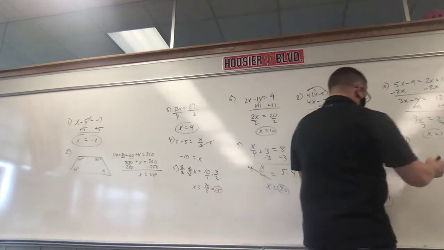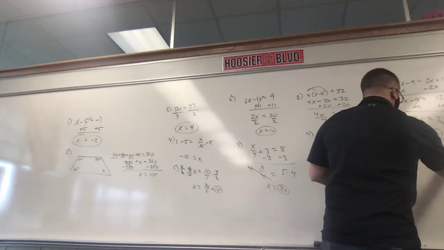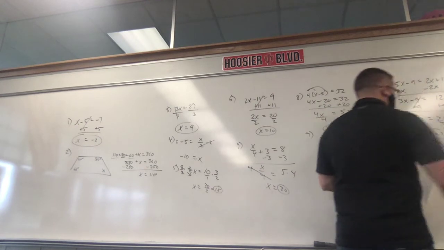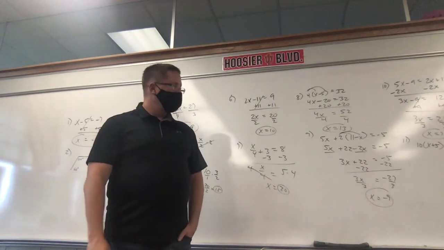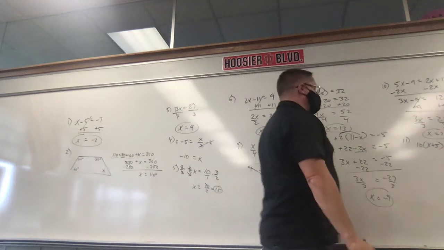11. 10 times (x plus 5) equals 2 times (x plus 9). Any idea how we're going to do this one? You distribute. Should be what? 10 in the parentheses on that side and 2 to the parentheses. Perfect answer. 10 on the left, 2 on the right.